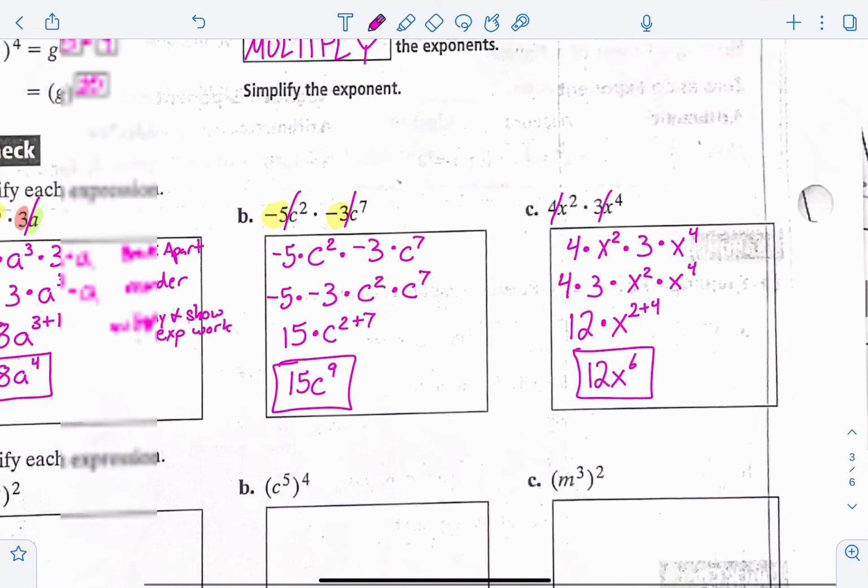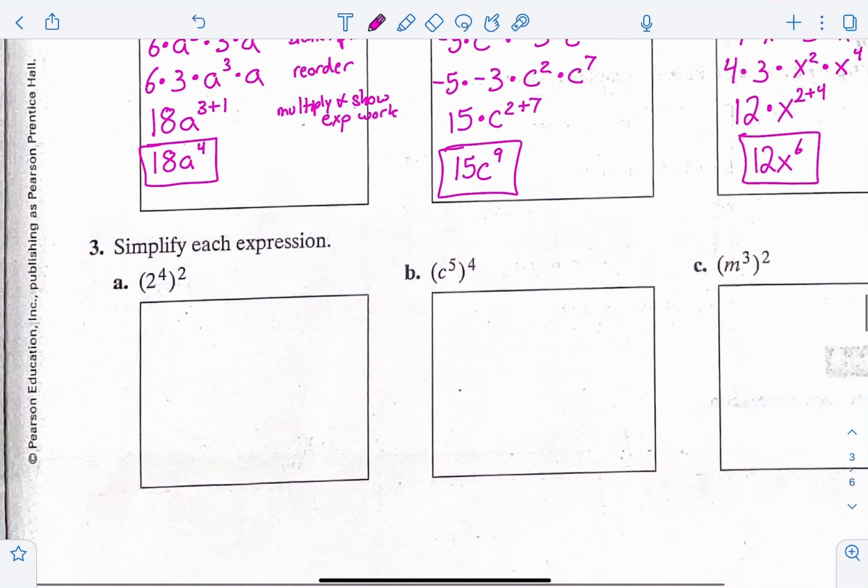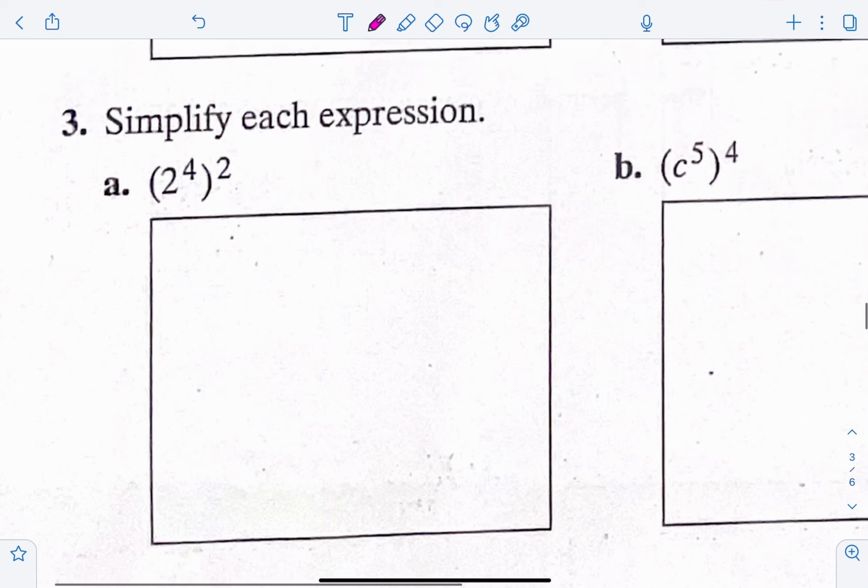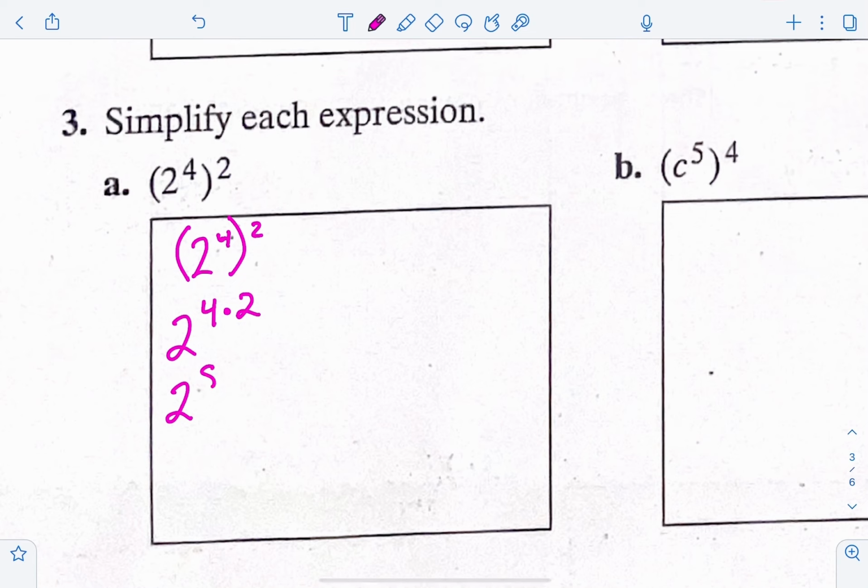All right, let's look at some innie outies. So I'll do A with us. So we have 2 to the 4, all to the 2. Remembering that we multiply them, so this can get written as 2 to the 4 times 2. When we do that math, it's just 2 to the 8. Then you need to actually multiply this out. 2 times 2 times 2 times 2 times 2 times 2 times 2 times 2. Okay, and you should end up with 256 as your final answer.